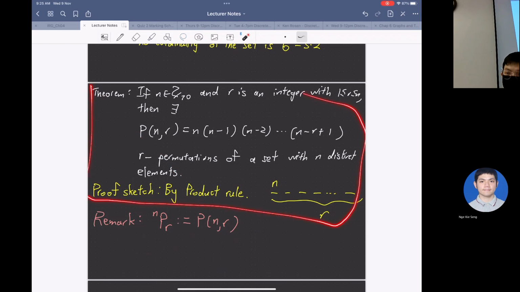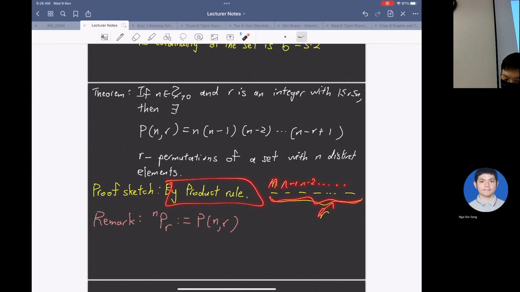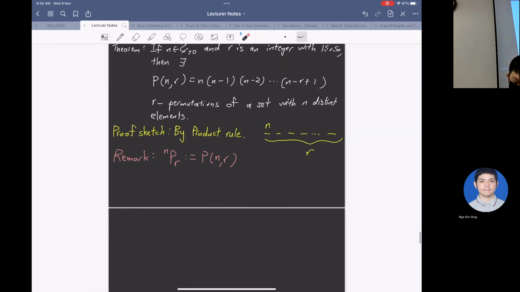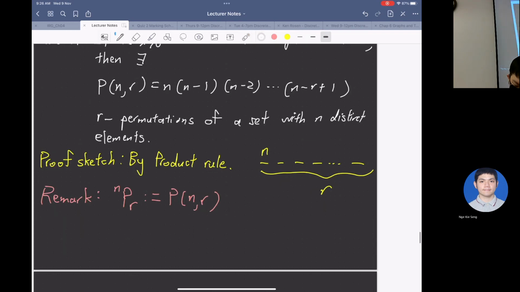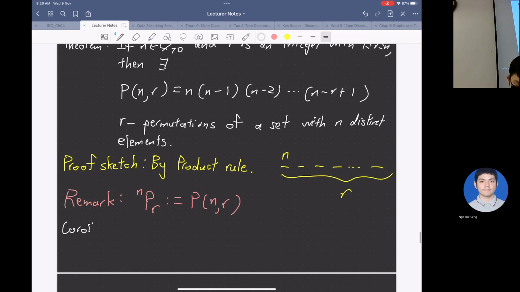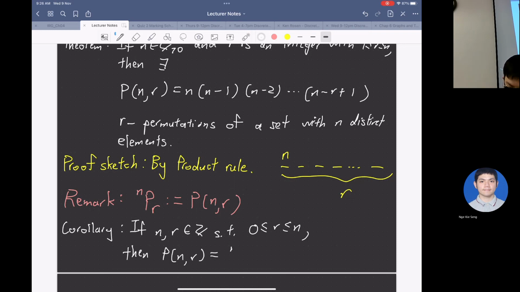Happy with this theorem and the proof? Just use the product rule, and then you got n choices for the first spot, and then you count until the last one, which is actually n minus r plus 1. It's good practice if you want to write down the proof correctly. There's another way to write this down.